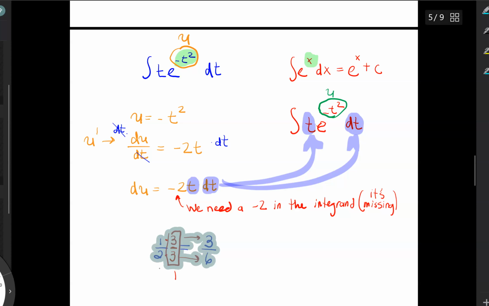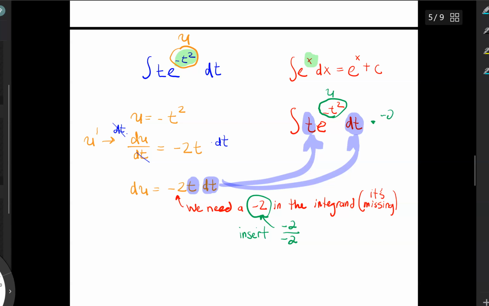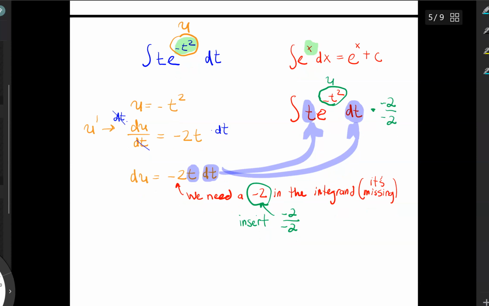Okay, so that's what we're going to do here. But instead of just multiplying by a 1, which would not be very helpful, because then everything would look the same, I'm going to do a special form of 1. I'm going to insert a -2 over -2. And you're like, how in the world does that help me? Okay, well, let's insert that and see what happens. So my integral is going to look like this now. I'm going to put the -2 over -2 in the front. Order doesn't matter, right?